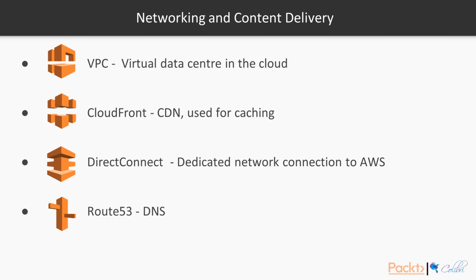Let's have a look at the services that AWS offers. The first category is networking and content delivery. A VPC, or a virtual private cloud, is a virtual data center in the cloud and allows you to isolate your AWS resources. We will be covering VPCs in depth in the course.